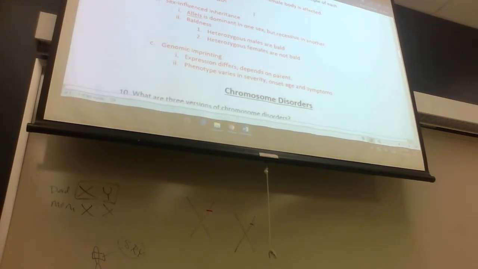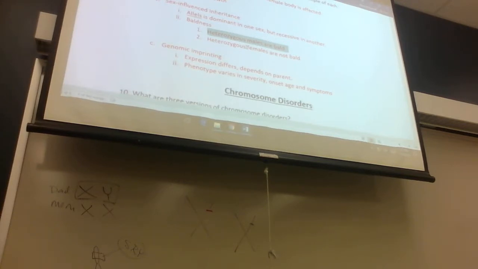A sex-influenced inheritance has to do with what gender you are and how that inherits it. Alleles are dominant in one sex but recessive in another, so baldness. Heterozygous males, they're bald. Heterozygous females, not bald. So you'll hear like male pattern baldness. That's what it's referring to.